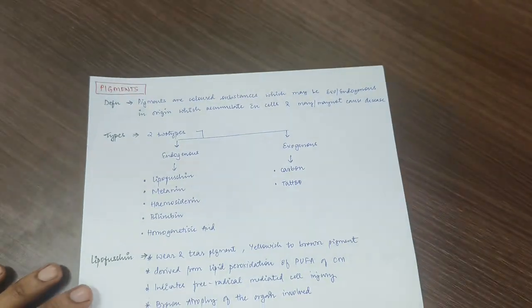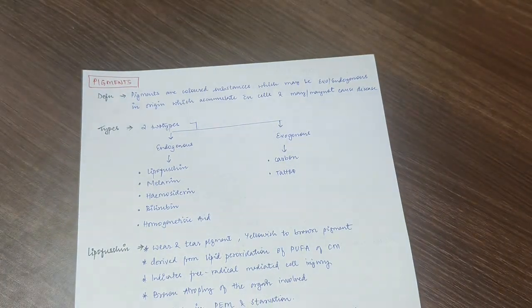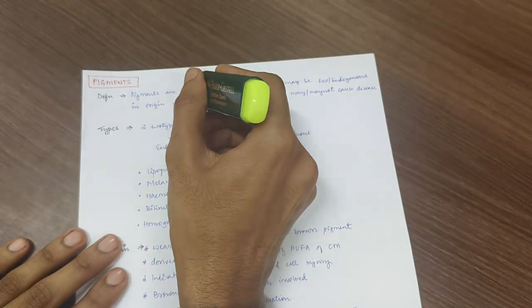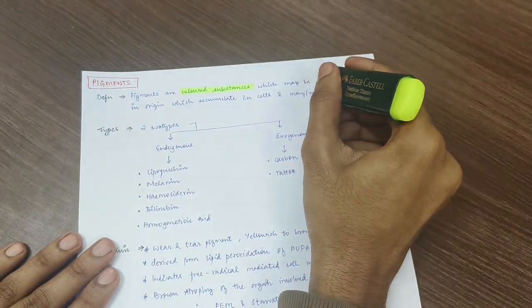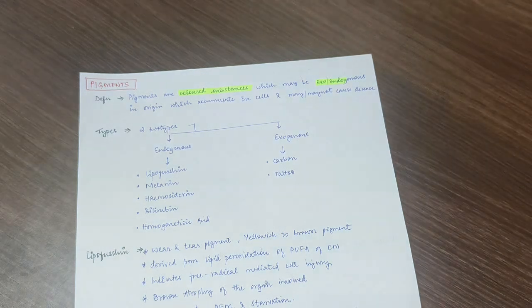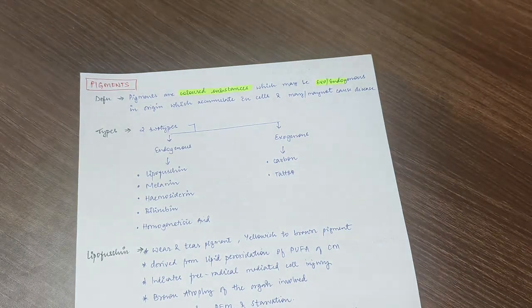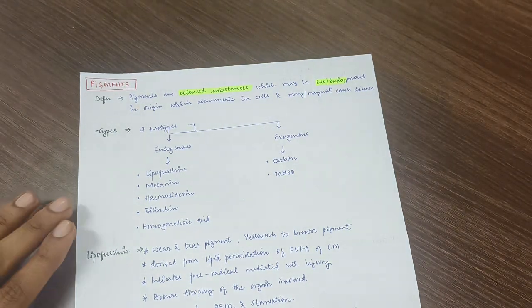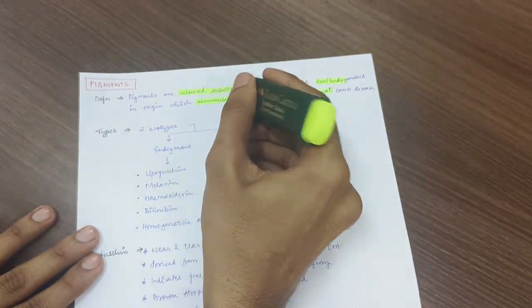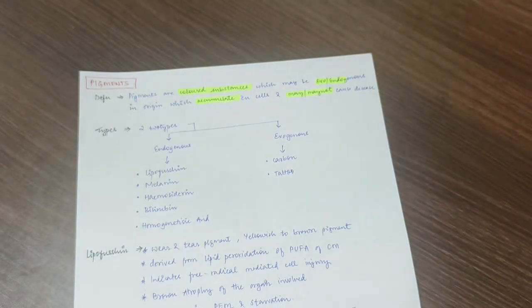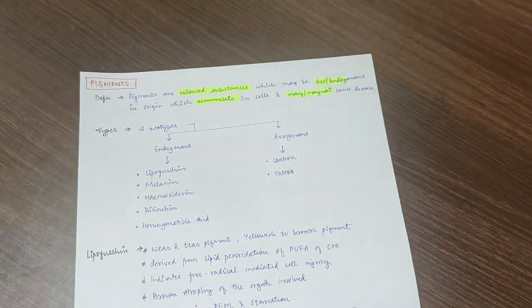Next, regarding the pigments. Coming to the pigments now. So what are these pigments? Pigments are colored substances, which can be exogenous or endogenous in origin, which accumulate inside the cell and may or may not cause disease. May or may not cause disease. They accumulate. So what are the key words you must write in the pigments definition? That is, they are colored substances.